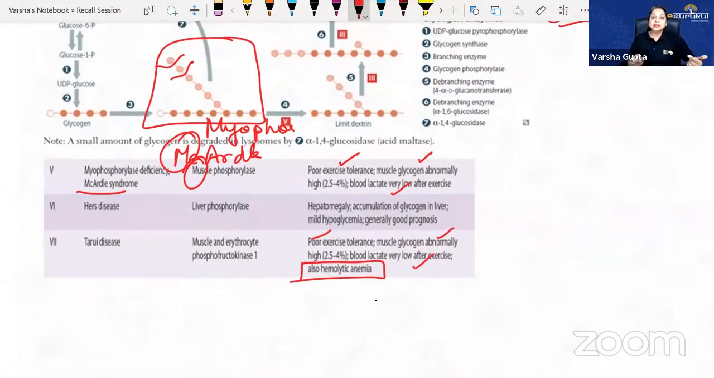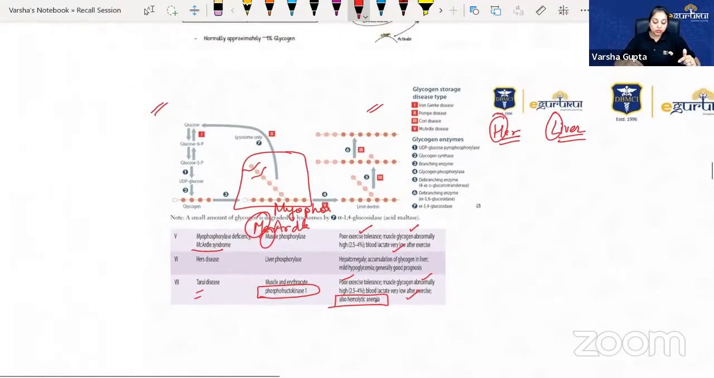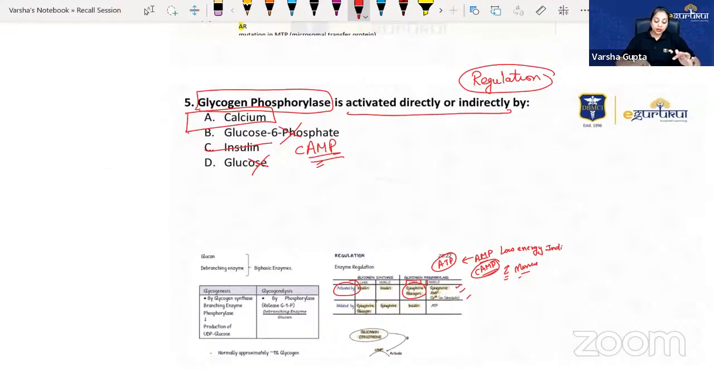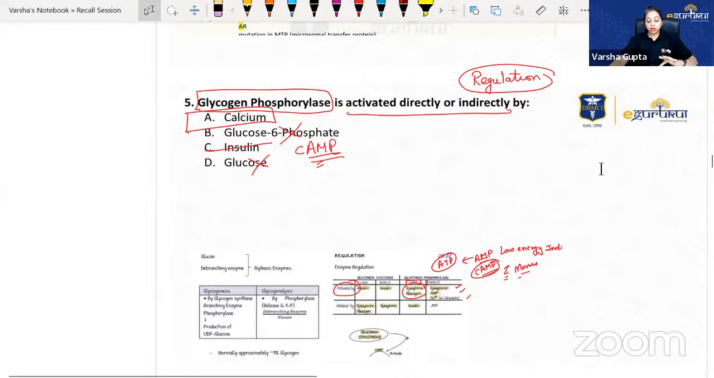The reason being the enzyme deficient is phosphofructokinase in muscles as well as in erythrocytes. That leads to Tarui disease or Roy's disease, whichever way you want to call it. Okay. So coming back to question 5, we now know the answer is calcium, right? And those who will be taking the exam soon, now they know.